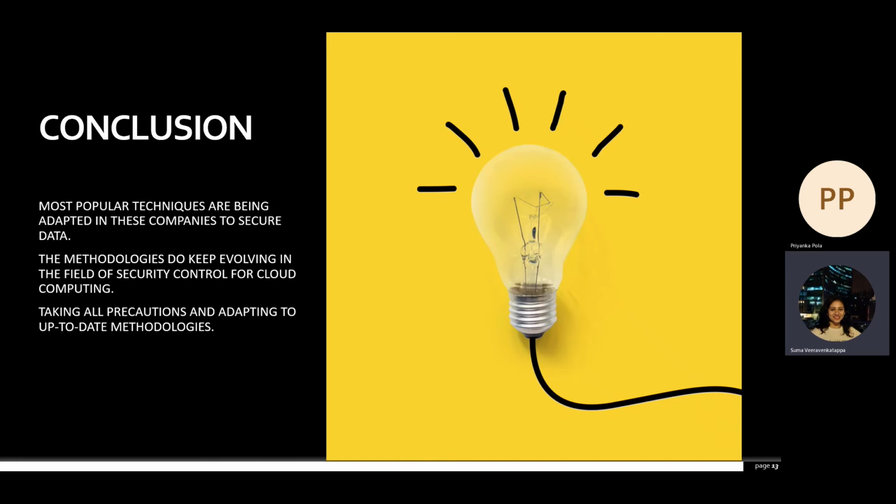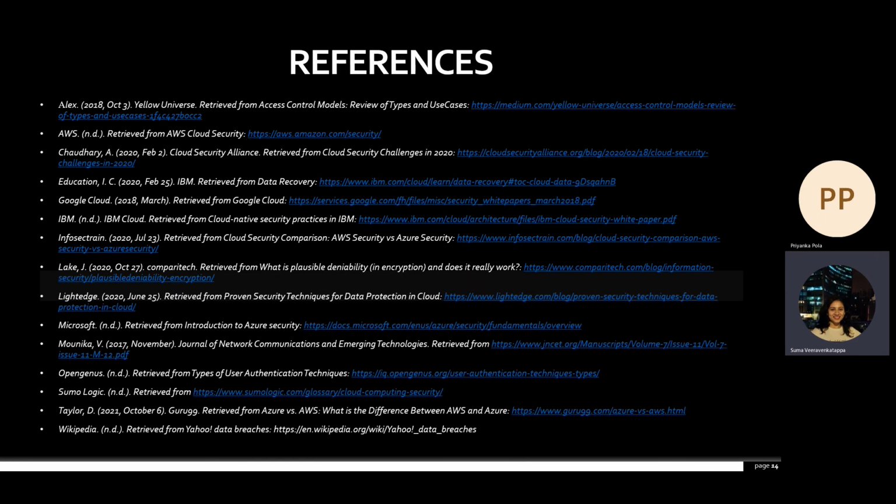Talking about the conclusion, most popular techniques are already being adopted in these companies to secure data. But as the world keeps evolving with different technologies, so does the threat. All the companies should keep themselves updated with the latest technologies and dive deep to understand the different new threats or antiviruses that are being used by hijackers, and ensure that the information systems or their organization data is safe.